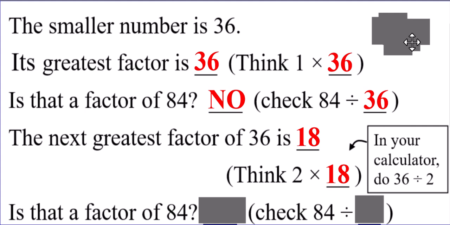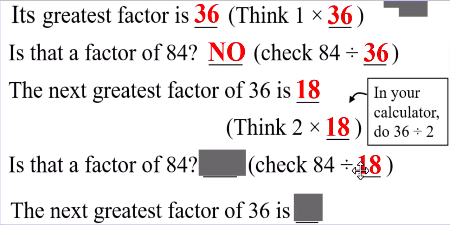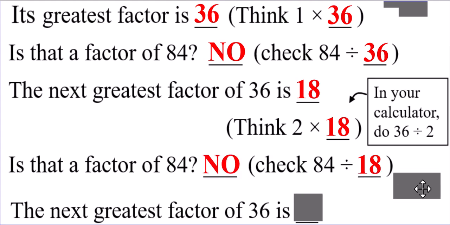And now what I'm going to do is check to see if 18 is a factor of 84. And the way I will check that is dividing in my calculator. Now make sure you're filling in the blanks as we go through this. But check in your calculator. Would 84 divided by 18 give you a whole number? No. Hopefully you checked in your calculator. It gave you 4.6 repeating. So what does that mean? It means 18 is not a factor of 84. Big fat no.